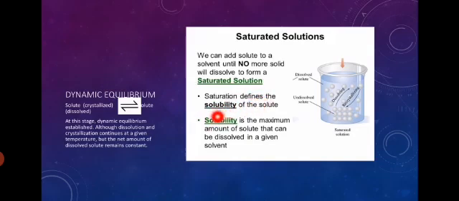Now, saturation defines the solubility of the solute. Solubility is the maximum amount of solute that can be dissolved in a given solvent. You can easily observe this in your daily life when you add sugar to tea and keep adding sugar. A stage is reached when no more sugar dissolves in the tea or in the water. So you can say this type of solution is called a saturated solution.